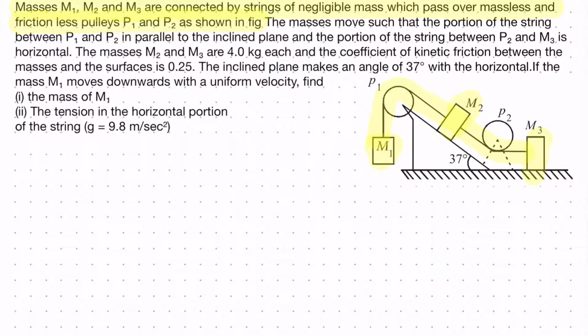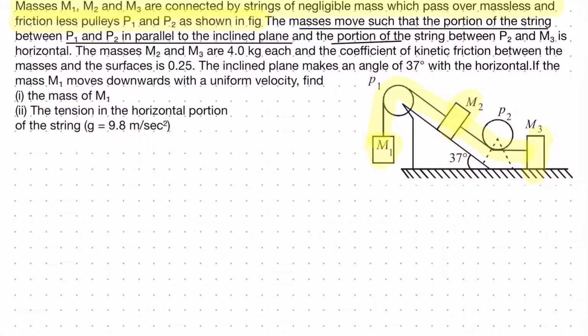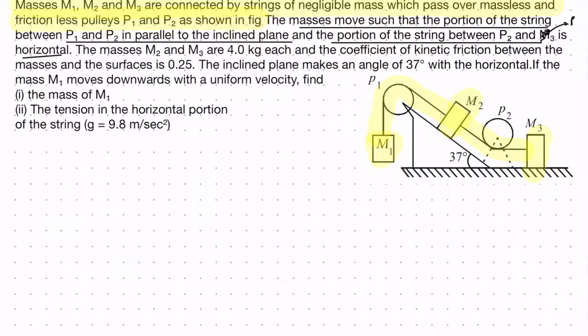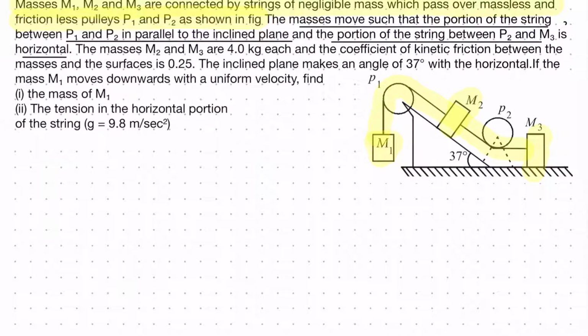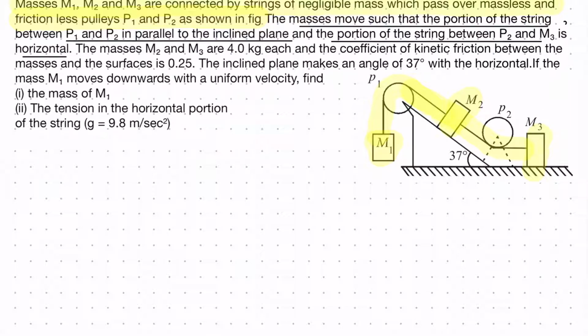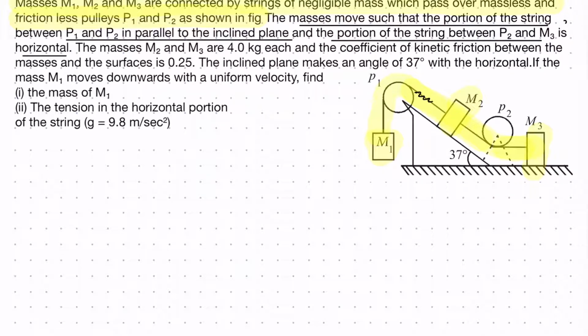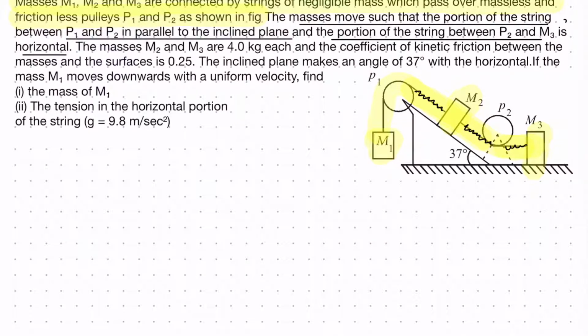Now the masses move such that the portion of the string between P1 and P2 is parallel to the inclined plane, and the portion of the string between P2 and M3 is horizontal. That means this part is parallel to the incline and this part over here is horizontal.